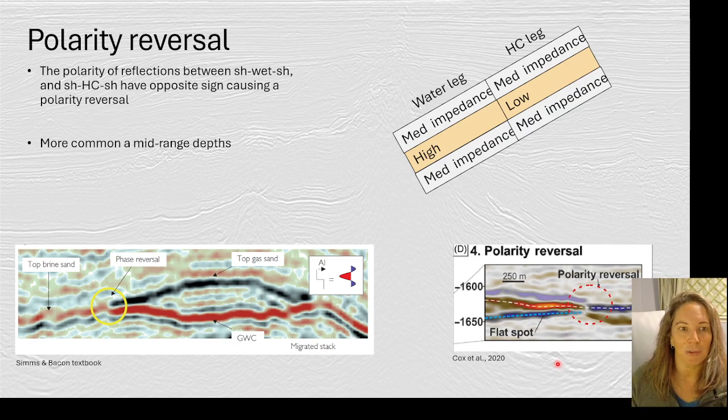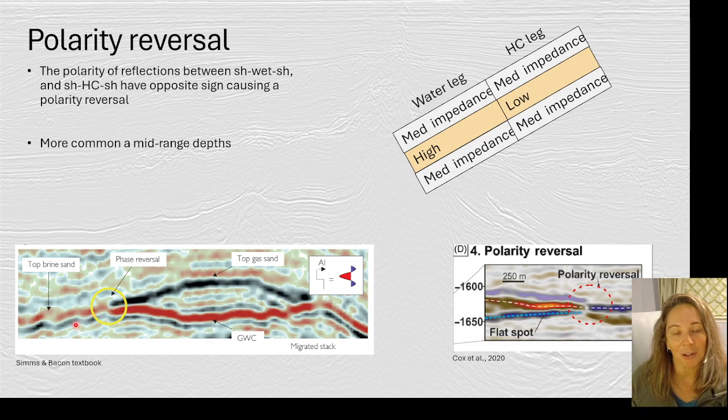And then polarity reversals. These are some of the hardest to find if you're prospecting. So here we've got our polarity reversal, or a phase reversal as it's sometimes called. We go from the top of the gas sand, where we have the gas present, and then when we get into the water leg or the brine sand, you can see that the polarity reversal switches. It utterly flips color.